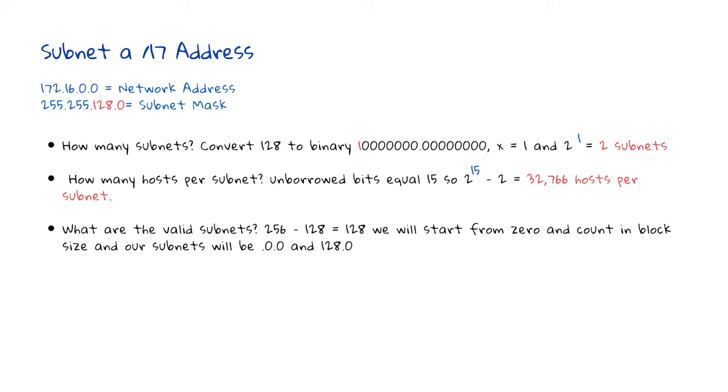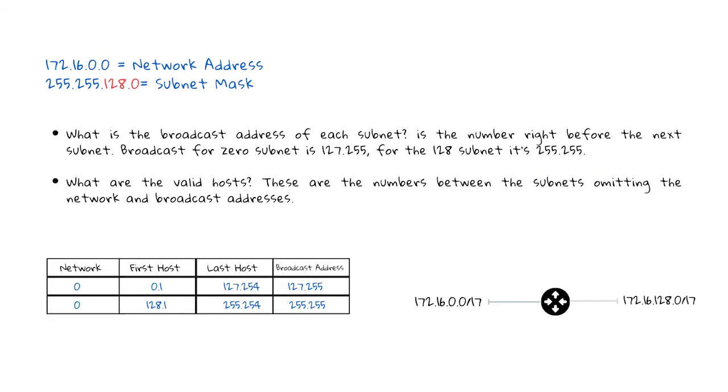What are the valid subnets? 256 minus 128 gives us 128. So our networks are going to be increasing in 128, with 0 being the first and 128 being the second one. What is the broadcast address? Earlier on we mentioned this is the number before the next subnet, but because we are starting from the third octet, for the 0 network, the broadcast address is going to be 127.255 because that's the number before the next network. And the broadcast address for the 128 subnet is going to be 255.255.